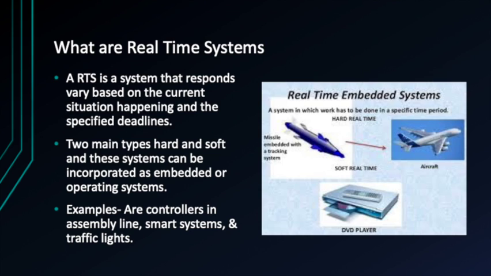A real-time system is a system that responds based on the current situation happening and the specified deadlines. An example of a real-time system would be your car sending you a low fuel signal. So you see the low fuel popping up on the dashboard. There are two types of these.